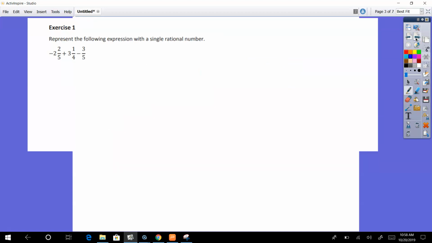Okay, so, exercise 1, we want to represent the following expression with a single rational number. Okay, so in other words, we are adding this together. And it is an exercise, so you're just going to pause the video and try it on your own.